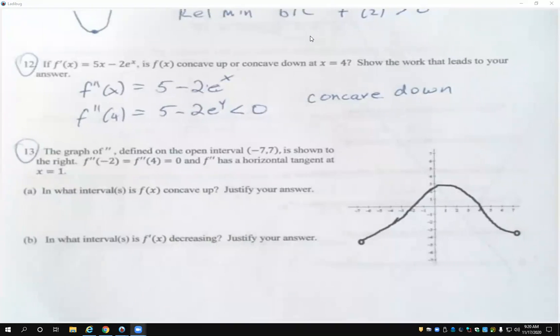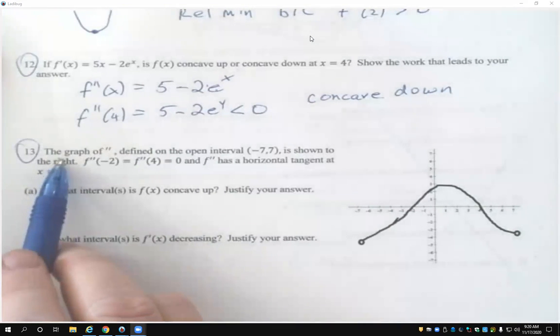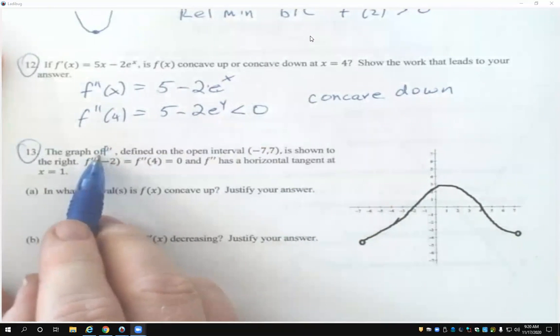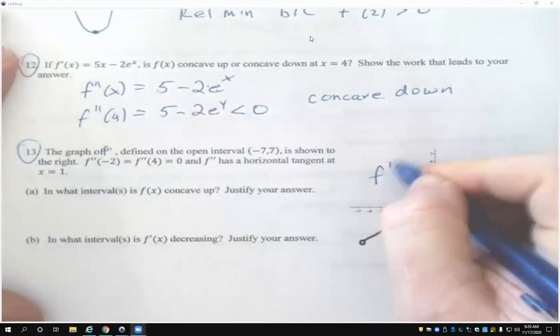All right, last one, there's a little typo in here. The graph of f double prime is over here. That should have been an f in there. I think it auto-corrected because it said "of f," and it didn't like that. But this is f double prime.